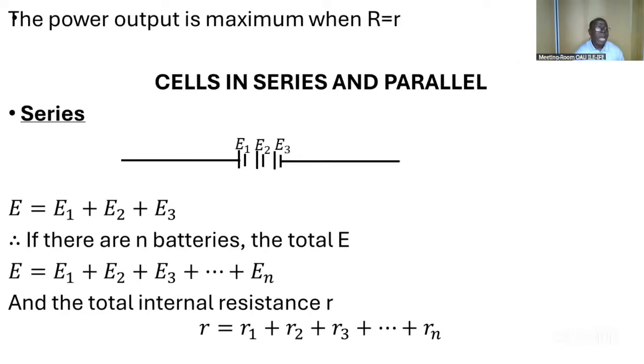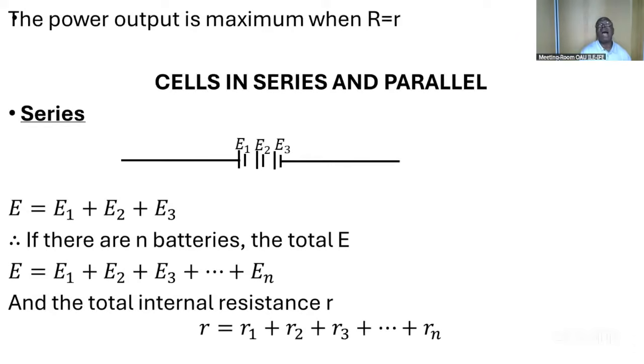Are we getting me? Then, since the batteries are connected in series, it implies that the internal resistance will also be connected in series. And don't forget, when we were talking about the arrangement of resistance in series, R is equal to R1 plus R2 plus R3. So for this one too, the effective internal resistance will be small r equals small r1 plus small r2 plus small r3.